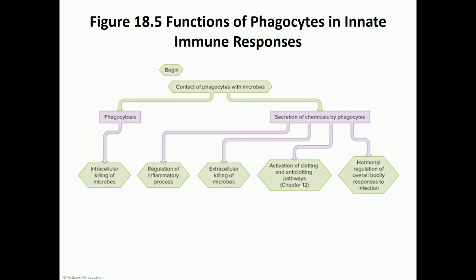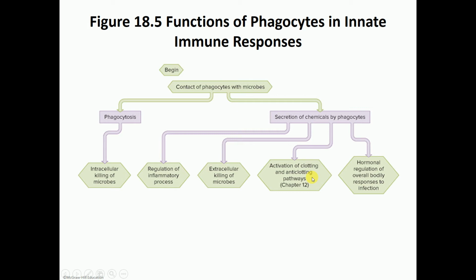So what are the functions of the phagocytic cells in the innate immune response? We already talked about phagocytosis and how it's going to kill the microbes. And it will do a couple of other things. It can regulate the inflammatory response. It could cause the extracellular killing of microbes. So just like it can kill the microbes on the inside of the cell, it can also kill the microbes outside of the cell. It can lead to the activation of the clotting system.